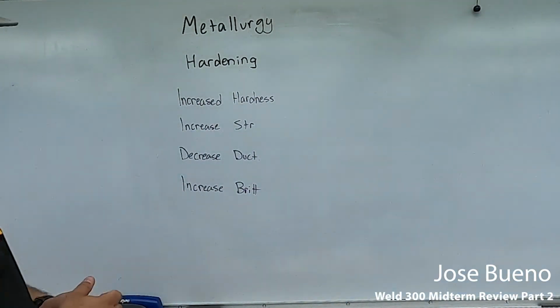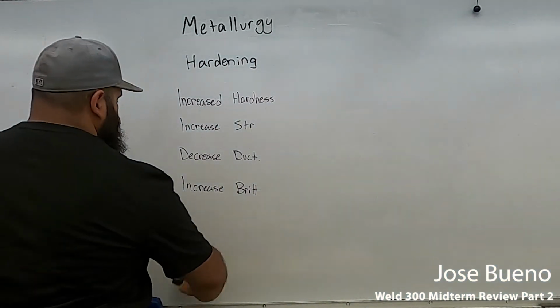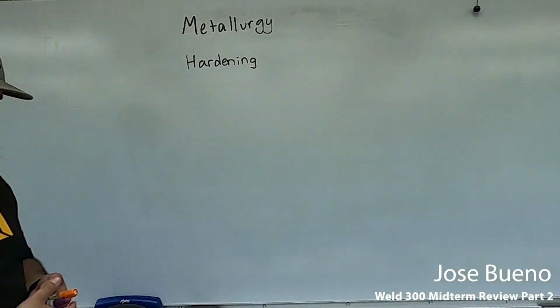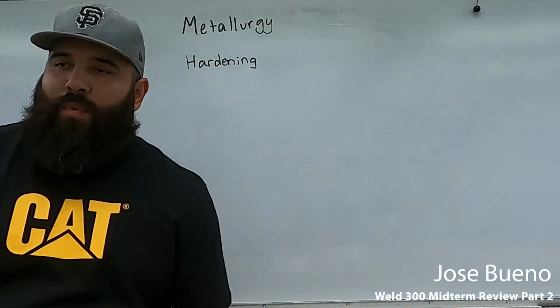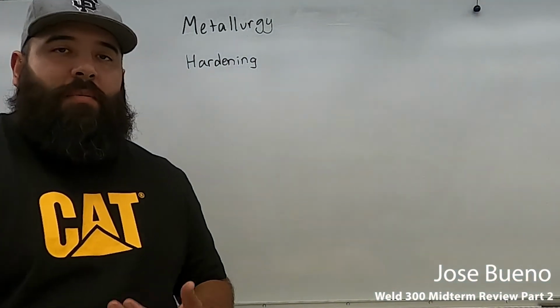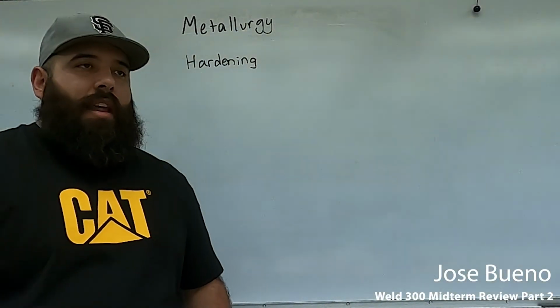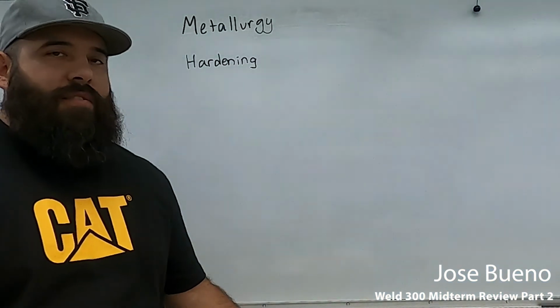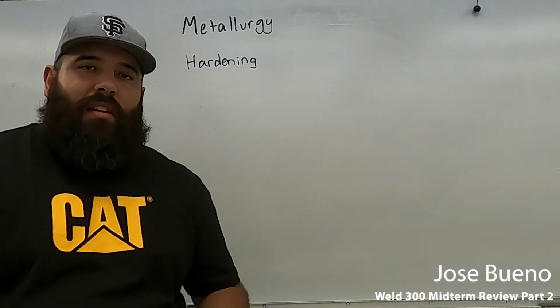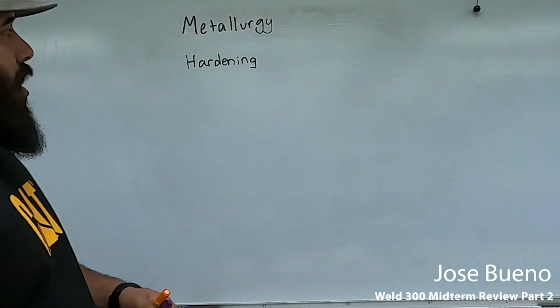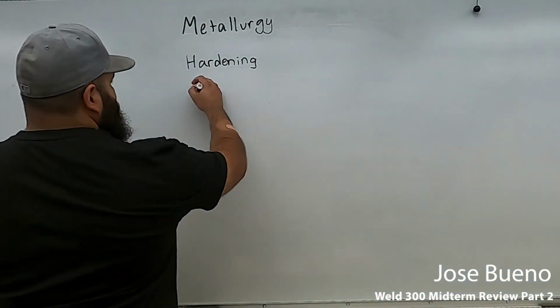So an easy way to explain hardening is think about what you do in class. You're welding, and before you bring it up to me to be graded, what do you do? You cool it off. Now, some of you let it cool off under a fan or by itself, and a lot of you use a quench tank. So when you think of hardening, think of quenching.